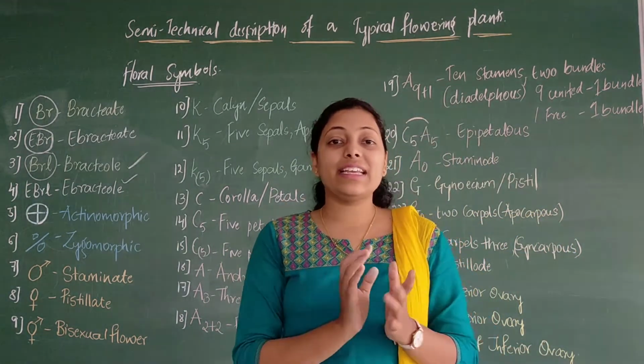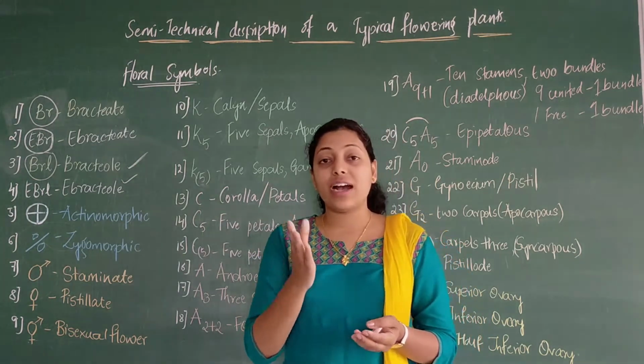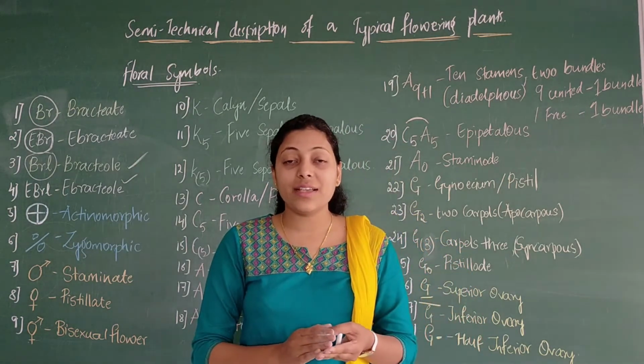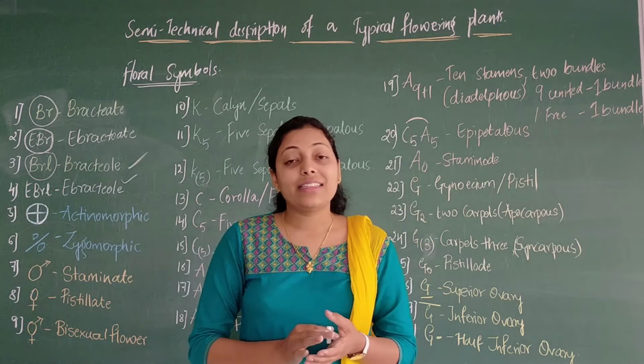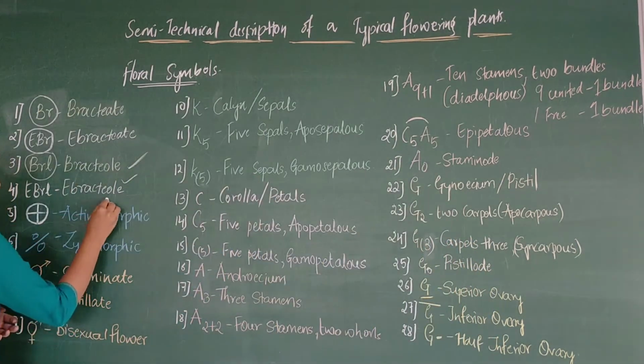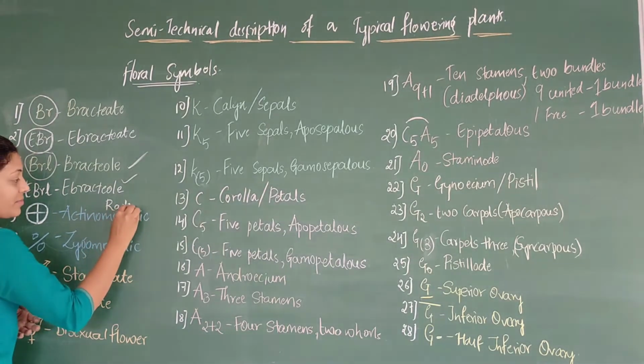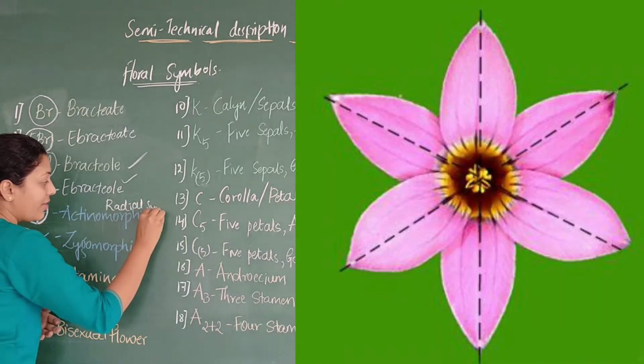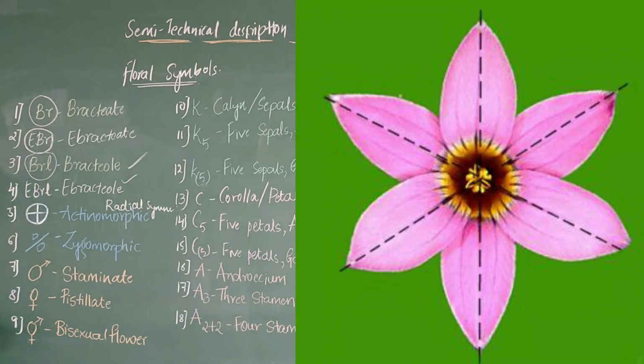Actinomorphic is radial symmetry of a flower. A flower can be divided along the radius. Example, sunflower. That is an actinomorphic flower. So here actinomorphic is radial symmetry. Okay, I'll just write it short.